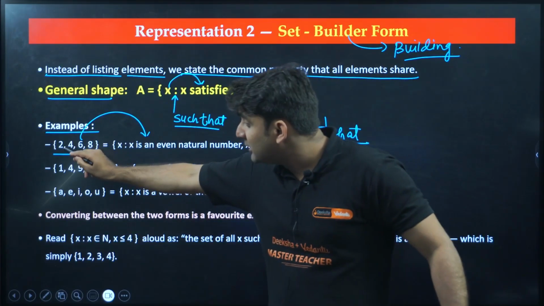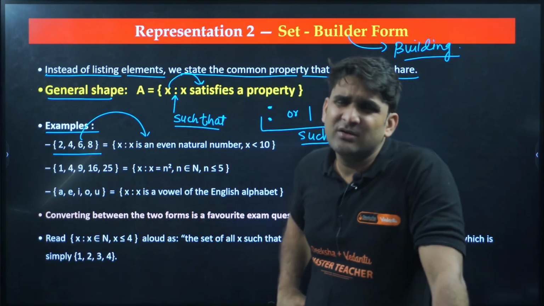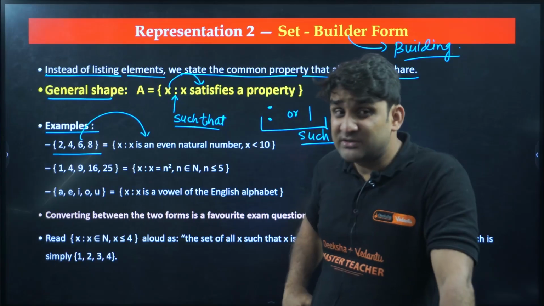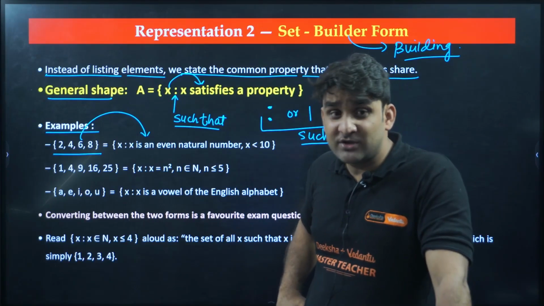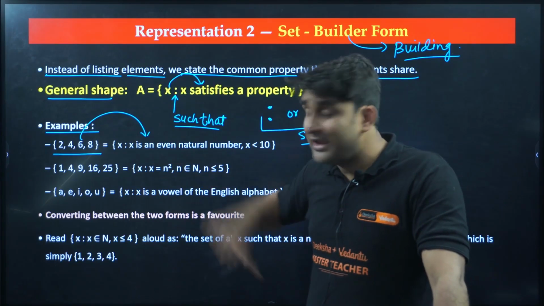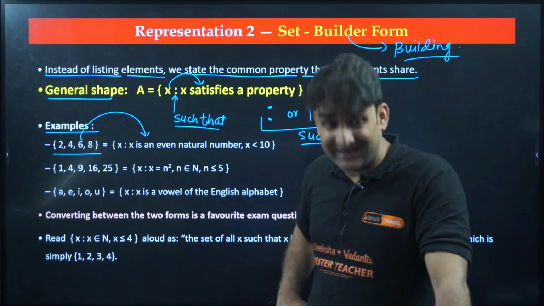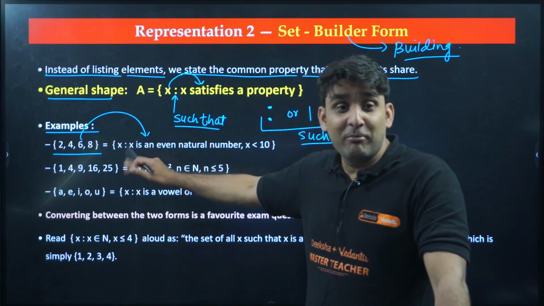You look at the numbers: 2, 4, 6, 8. It looks like all the numbers are even numbers. All the numbers are even numbers. And after 8, which will be the next even number? 10. So all the even numbers less than 10.